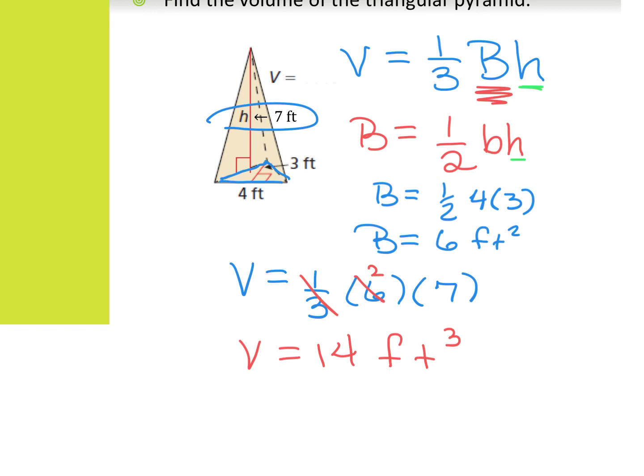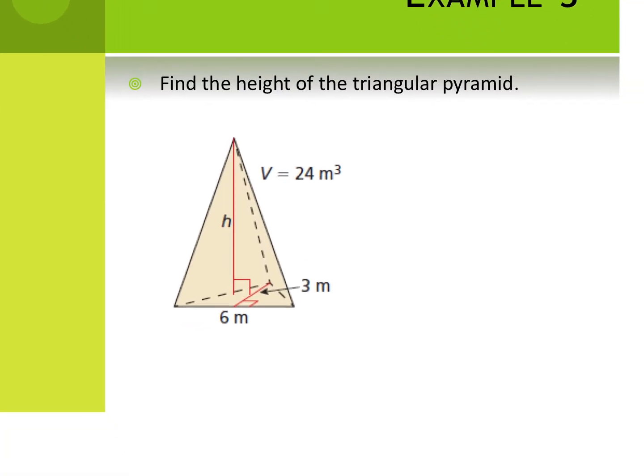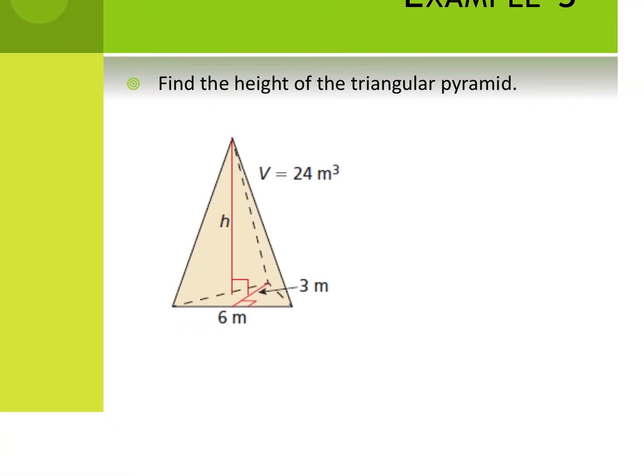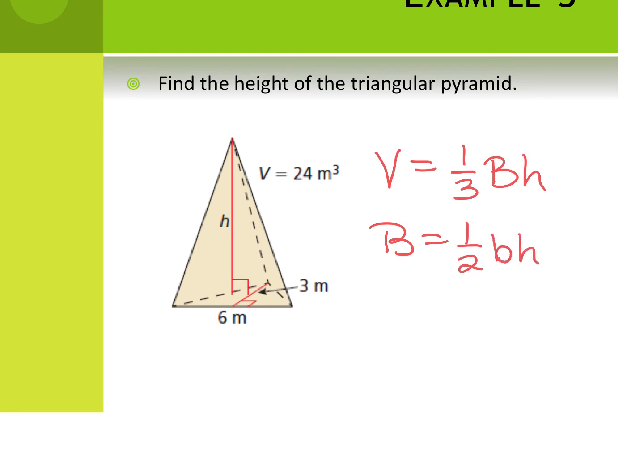All right, so next, let's try to find the height given the volume. It says find the height of the triangular pyramid. So again, let's write down the formula: 1/3 BH. I need to find the area of the base. Again, it's a triangle, so 1/2 lowercase b times h.